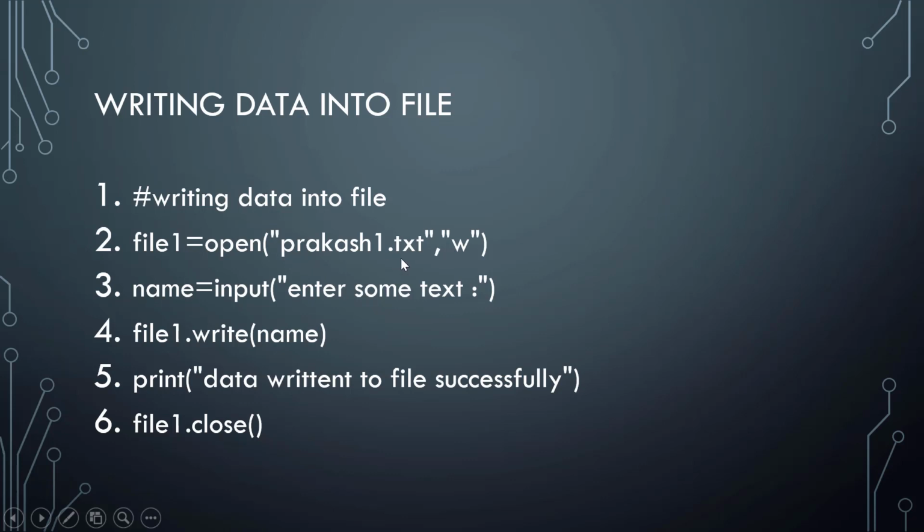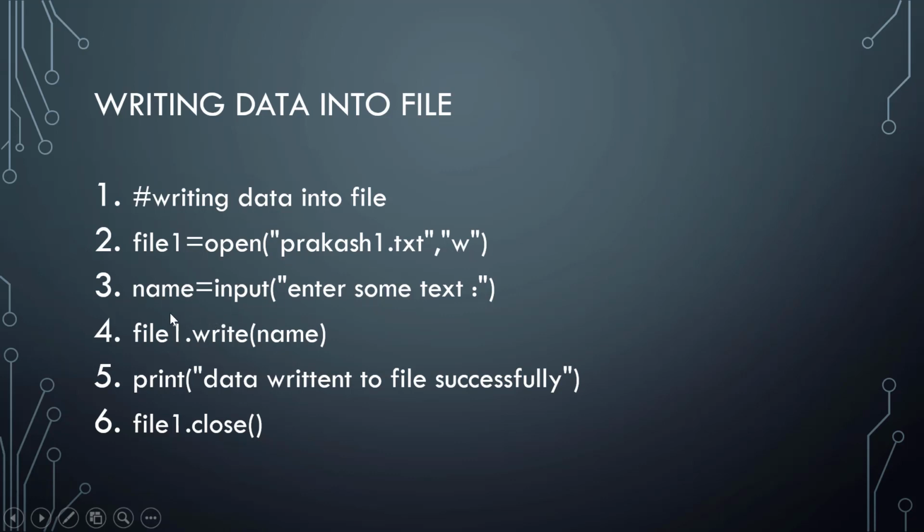Here I said prakash1.txt. If you don't give the path of the file, it gets created in the current project itself. In the Python PyCharm project folder, it will create a file called prakash1.txt. In which mode? W mode. In the sense, I'm writing data into the file. Okay. Now the file is ready in write mode, and I can write the data.